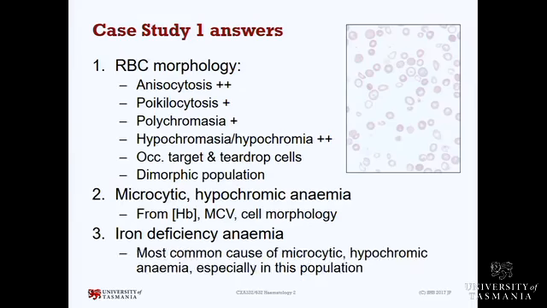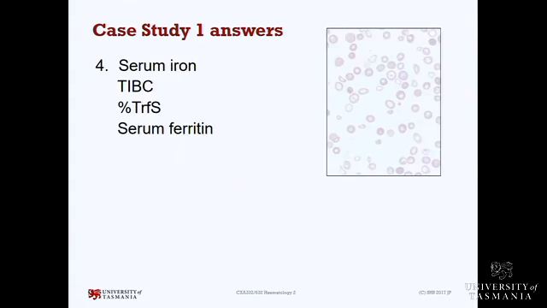This is why we think it's that. The most common cause of microcytic hypochromic anemia, especially in this population. So if we think it's iron deficiency anemia, what result would you expect for serum iron? High, low or normal? Total iron binding capacity? High, low or normal?